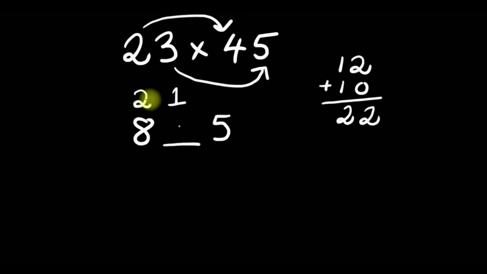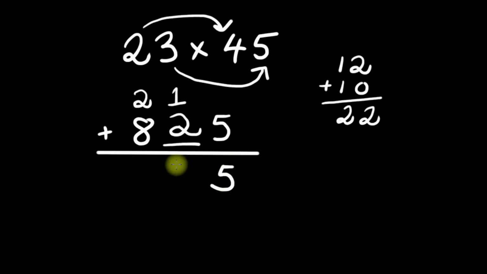So a 2 goes here and a 2 goes here. That's how you write out 22. Now we're just going to add those numbers. Adding these numbers, we get 5 here. 1 plus 2 is 3. And then 2 plus 8 is 10. So 23 times 45 is 1,035.